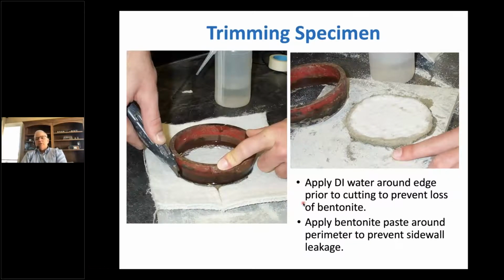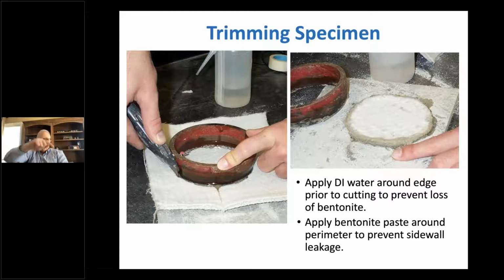Specimen preparation is very important in a number of different ways. This is an example of how we prepare specimens. We have a steel ring with a sharp edge that has the diameter of the specimen we want to test. We place that down on top of the GCL, and you'll see that we've wetted the perimeter just a little bit with some deionized water in this squirt bottle back here.